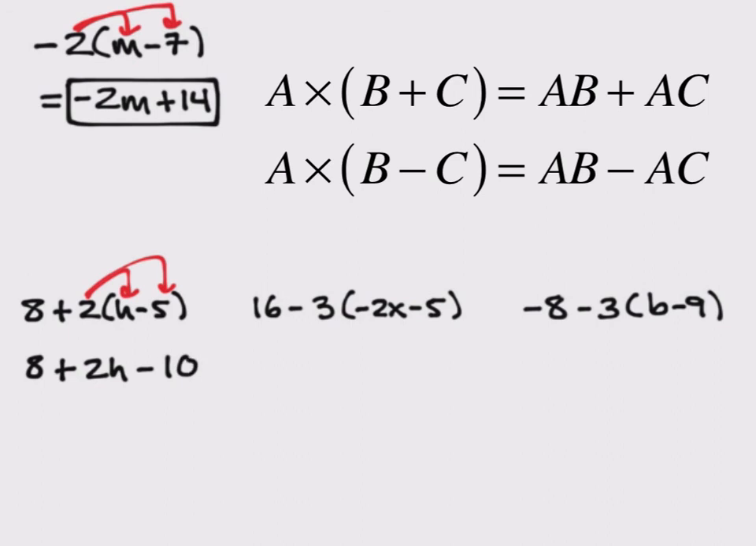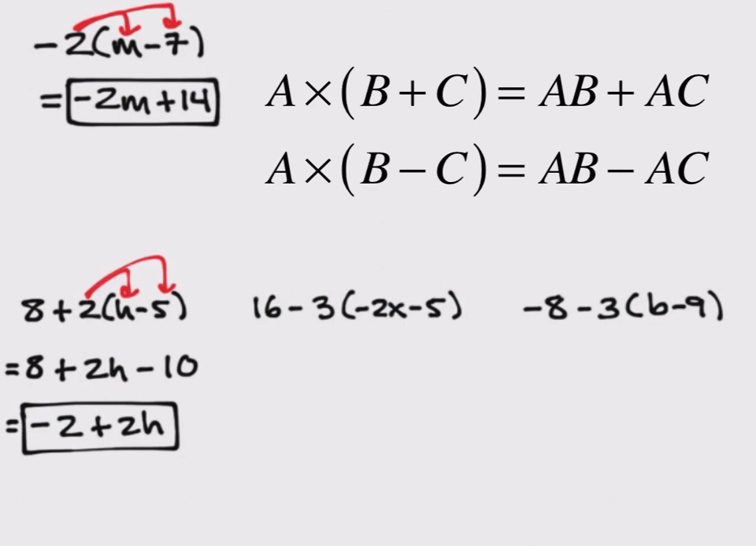So we end up with, well, the 8 and the negative 10 we can combine. 8 minus 10 is negative 2. So we end up with negative 2 plus 2h. We can't combine the negative 2 and the 2h because we don't know what h is. So we don't actually know what number 2h is. So that's all we can do.